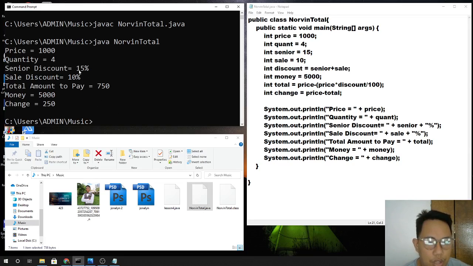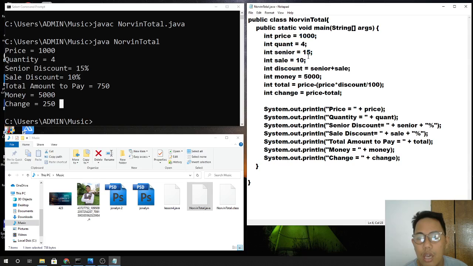So this is his answer. Again, the output must have price 1,000, quantity 4, senior discount, actually this is correct. However, I want to show in this part the exact amount. The sale discount must also show the exact amount. So total amount to pay is 70, money is 5,000, and since the money is 5,000, it should show the change, 5,000 minus 750, right? So the answer, if this is the total amount, must have been 4,250, right? But let's go ahead and check what seems to be the problem here.